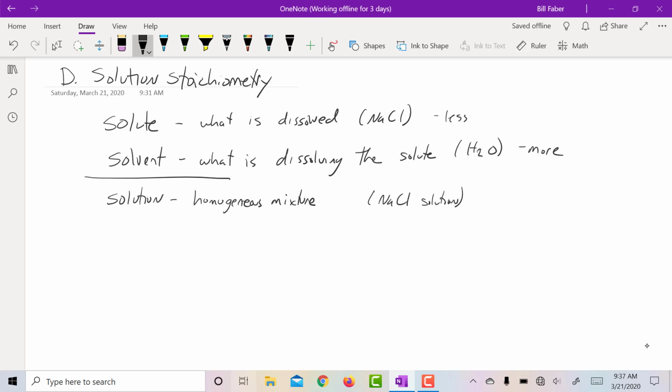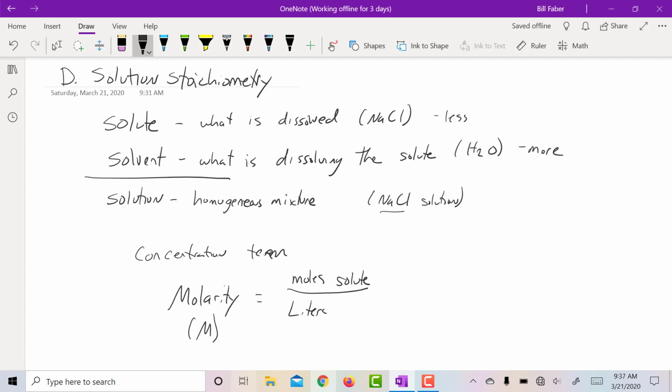So the term that we use when we want to know how much stuff is actually dissolved, like how much sodium chloride is in a solution, or when you've made juice before and you dilute it, you know that the more water you add, the more it becomes like water. So we have what's called a concentration term in chemistry: molarity. Molarity, we use a big M, but it is moles of solute, so in this case NaCl, over liters of solution, so of the whole solution.